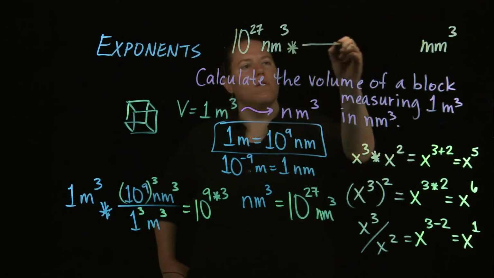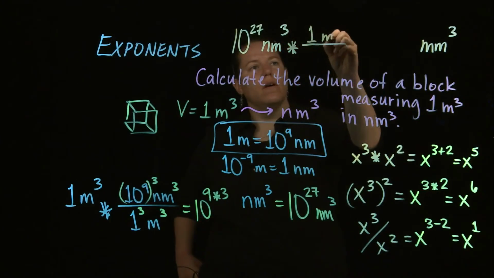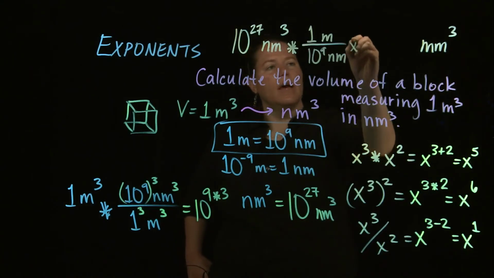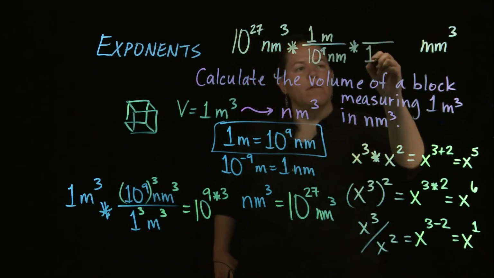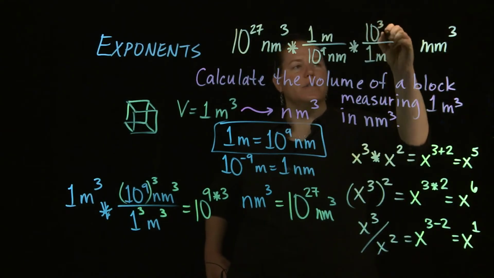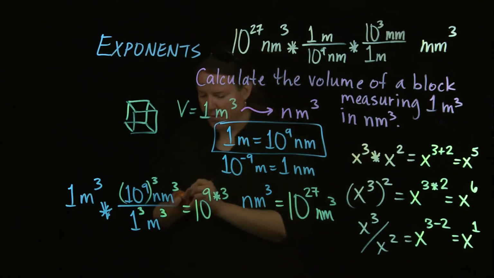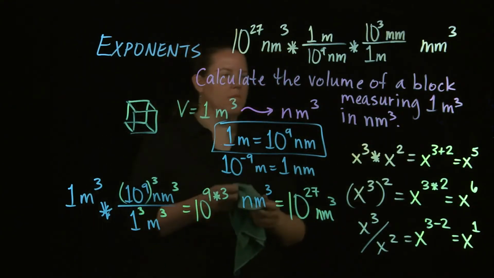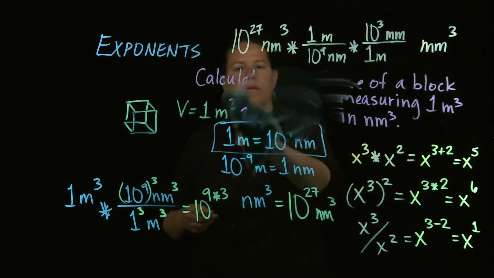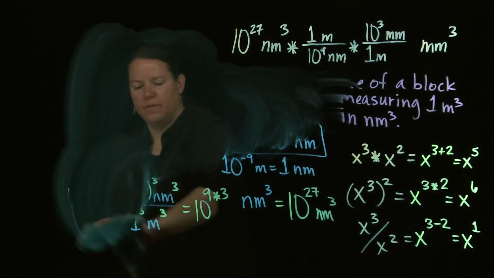Well, what I know is that in 1 meter there are 10 to the 9th nanometers. And I know that in 1 meter there are also 10 to the 3rd, 1,000 millimeters. And this is all from your book, right? Okay, so now what am I going to do with this?